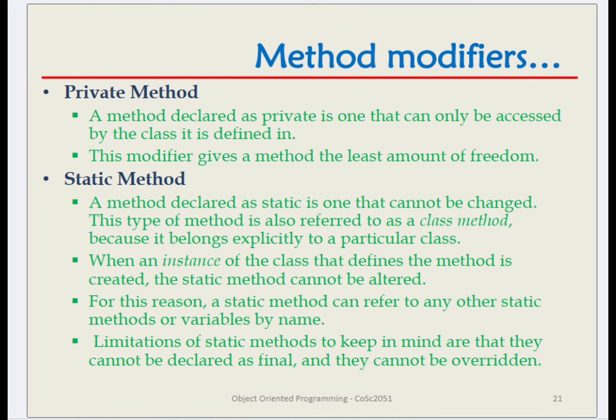Static method. A method declared as static is one that cannot be changed. This type of method is also referred to as a class method, because it belongs explicitly to a particular class. When an instance of the class that defines the method is created, the static method cannot be altered. For this reason, a static method can refer to any other static methods or variables by name. Limitations of static methods to keep in mind are that they cannot be declared as final, and they cannot be overridden.